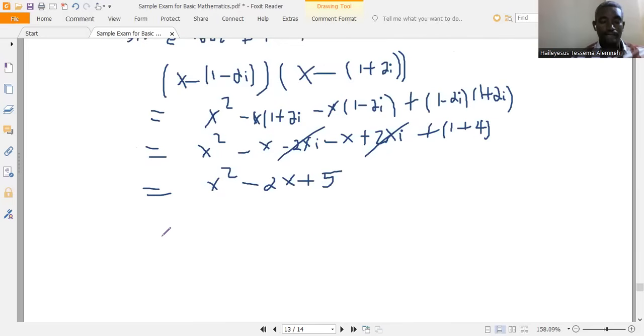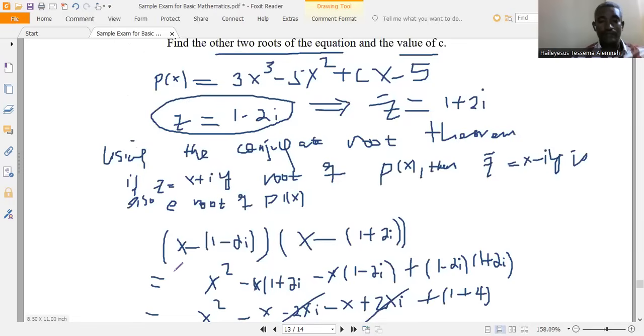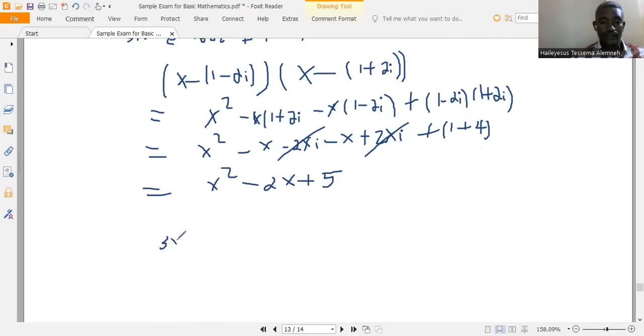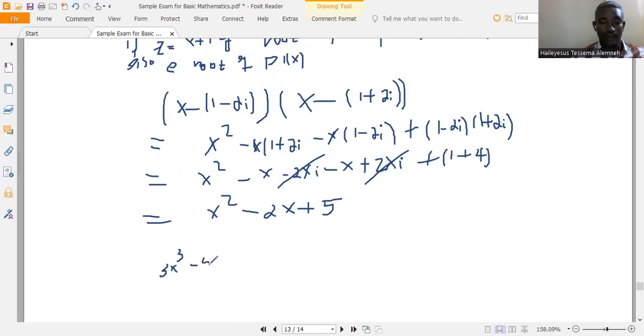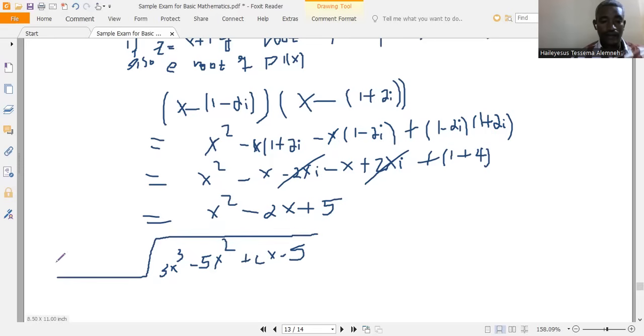So let's divide x cubed minus 3x cubed minus 5x square plus cx minus 5 by x square minus 2x plus 5.